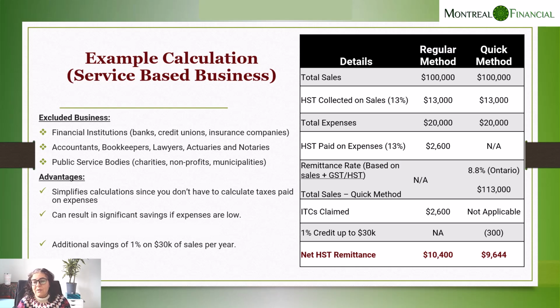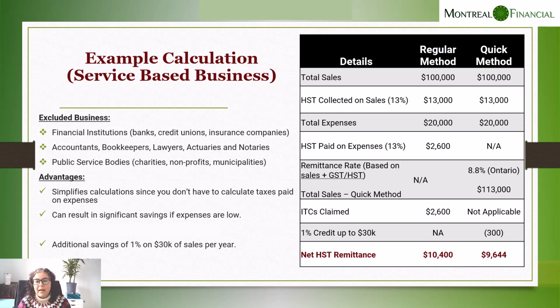And if your expenses are higher, there's a certain point at which using the quick method might not be worth it. So you do want to do an evaluation, estimate what your taxable expenses will be during the year, and then do a rough calculation to see if you'll be saving yourself some money. So that is essentially how the quick method works. It is certainly worth knowing about and looking into.